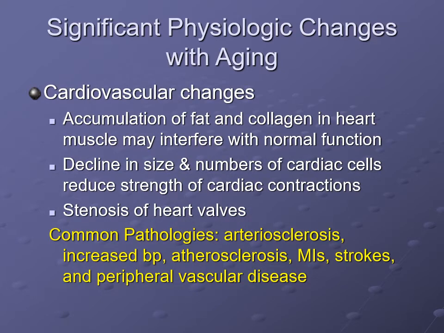Cardiovascular changes that occur with aging. Accumulation of fat and collagen in heart muscle may interfere with the normal functioning of that organ. Decline in size and numbers of cardiac cells reduces the strength of cardiac contractions. And then you get stenosis of heart valves. The heart valves thicken and become less flexible, and stenosis refers to a hardening of tissues.